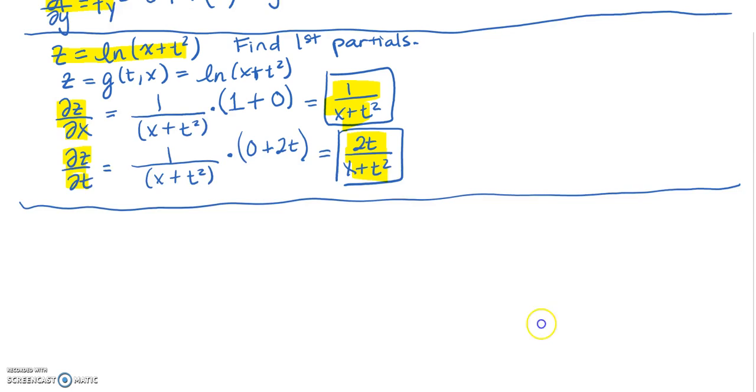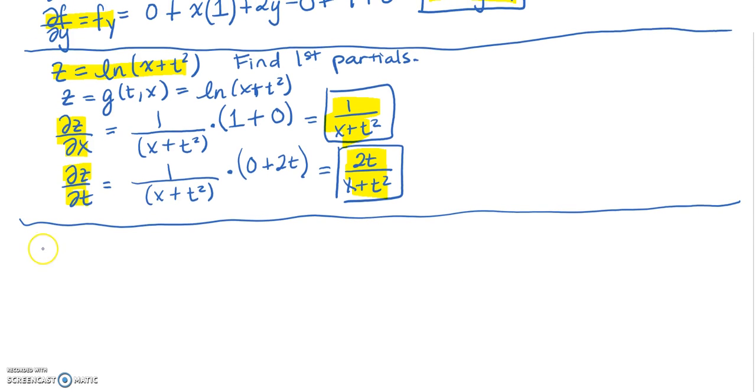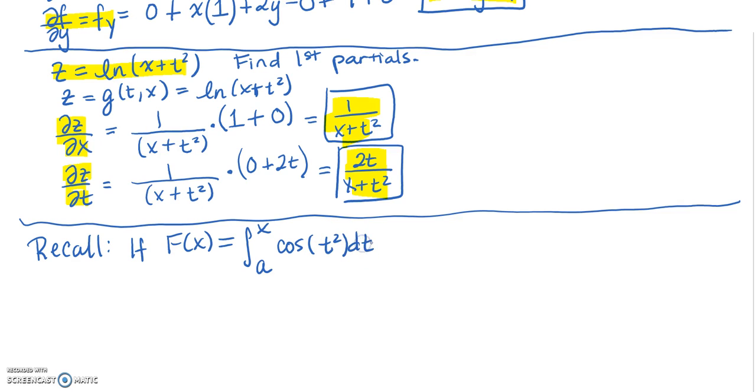Okay, so let's go ahead and look at another example. If you'll recall from Calc 1 and the fundamental theorem of calculus, if we have a function, we'll call it f of x, and it's defined as the integral from some constant a to a variable x of cosine of t squared dt, and we were asked to find f prime of x, we could find it using the fundamental theorem of calculus.